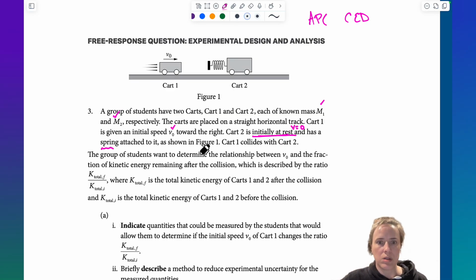So the group of students wants to determine the relationship between v0 and the fraction of kinetic energy remaining after the collision, which is described by the ratio K total final over K total initial, where K total final is the total kinetic energy of carts 1 and 2 after the collision, and K total initial is the total kinetic energy of carts 1 and 2 before the collision. So we're trying to figure out a relationship between v0 and that fraction of kinetic energy.